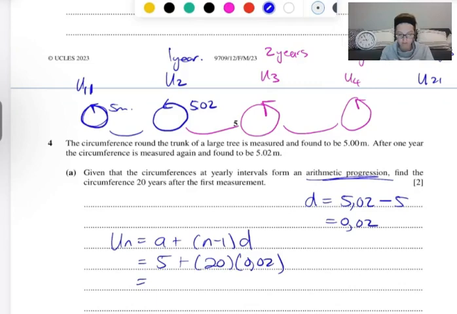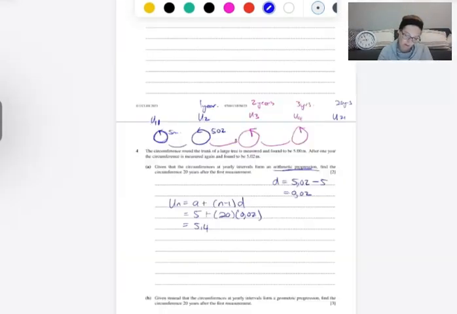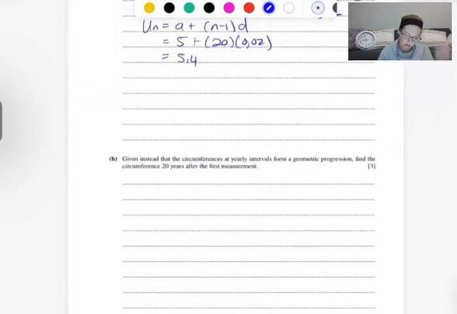Okay, so 5 plus 20 times 0.02, and that brings us to 5.4. Okay, 5.4 looks like the correct answer. Okay, so just watch out. That would be the biggest trick of this whole thing.